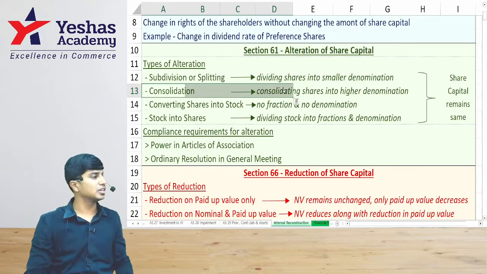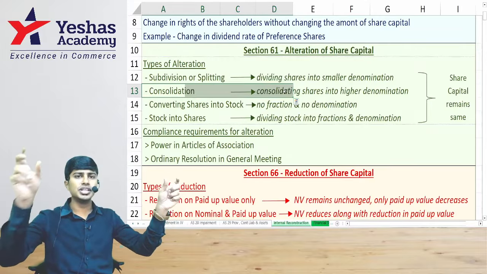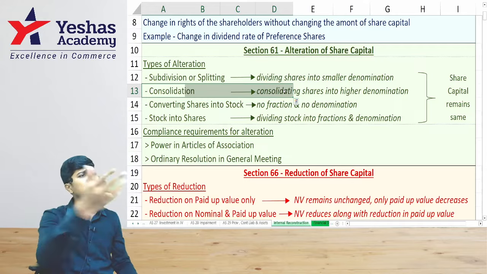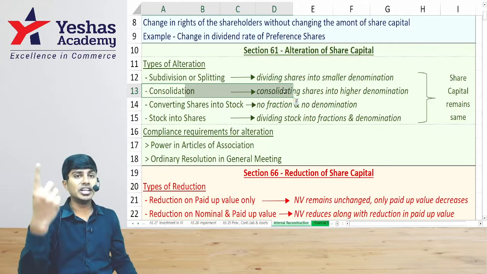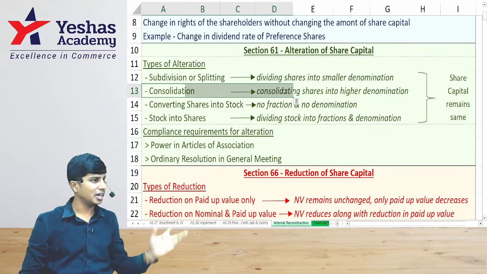This is opposite of subdivision. In subdivision, one share will become many small shares. In consolidation, many small shares will become one share. Let's say the company has 1,000 shares of 10 each coming to 10,000. Company will convert those into one share of rupees 10,000 each. Are you getting it? So number of shares will be merged together to make one.